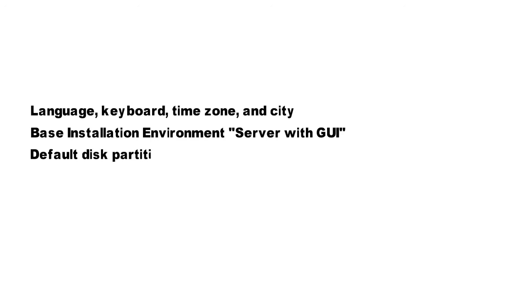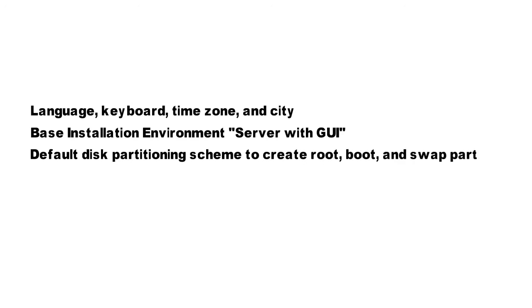There are a number of settings that need to be made or adjusted during the installation of CentOS. These settings include the language, the layout of the keyboard, the time zone, and the location. I will use the base installation environment called Server with GUI as a software selection option. This option will install some base networking services along with a desktop for users to interact with the system using a graphical user interface. I will use the default disk partitioning scheme that will slice the disk into 3 partitions called root, boot, and swap. The installer program will automatically allocate an appropriate amount of disk space to each partition.